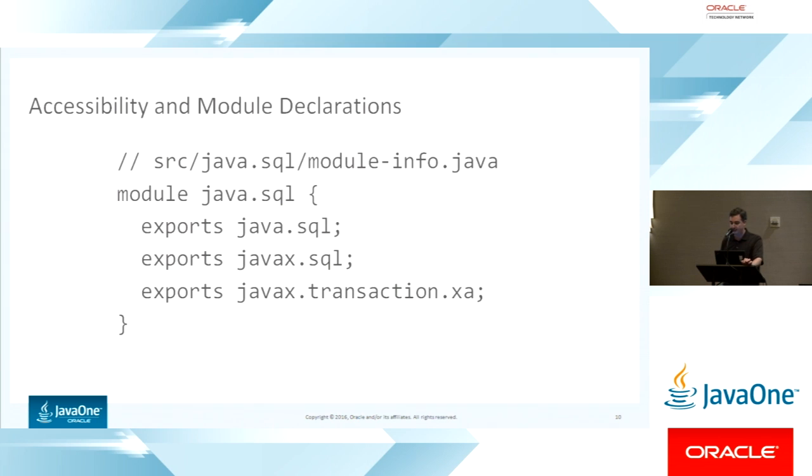In JDK 9, modules are first-class program components like classes and interfaces. Here's the declaration of the java.sql module that contains JDBC. It's in a file called module-info.java in a directory named after the module, java.sql. The compiler treats this like any other Java file and translates it to module-info.class, which you can put in a jar file as normal. We would call that a modular jar.